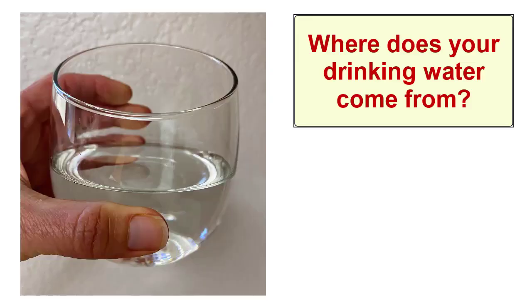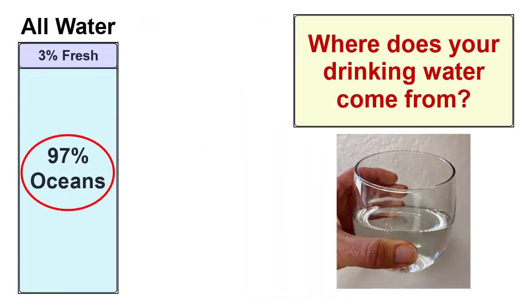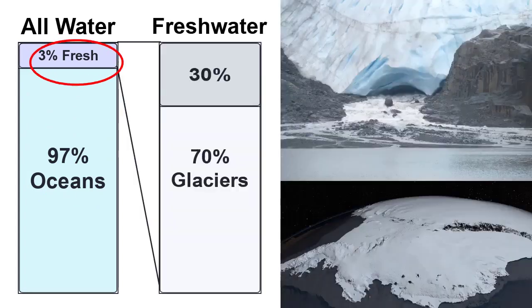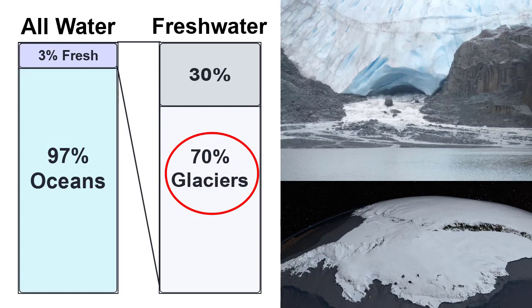Do you know where your drinking water comes from? 97% of all the world's water is in the ocean. 3% of the world's water is fresh. Where is it found? About 70% of the world's fresh water is trapped in glaciers, ice that's frozen on land.